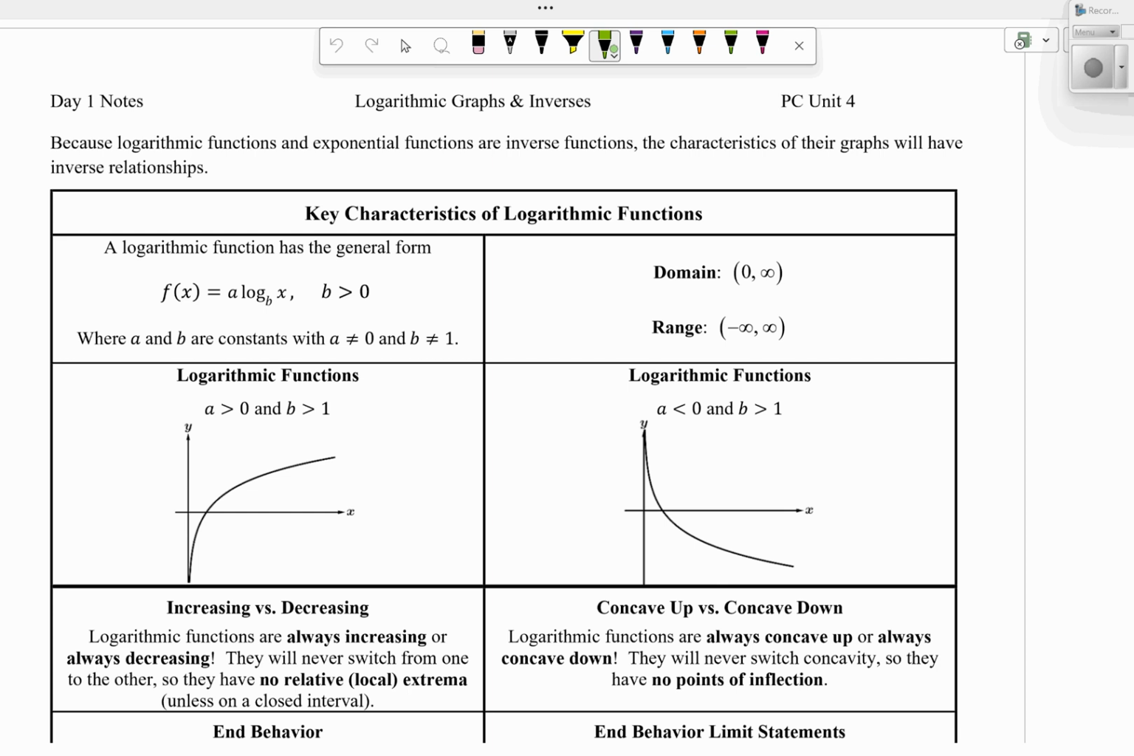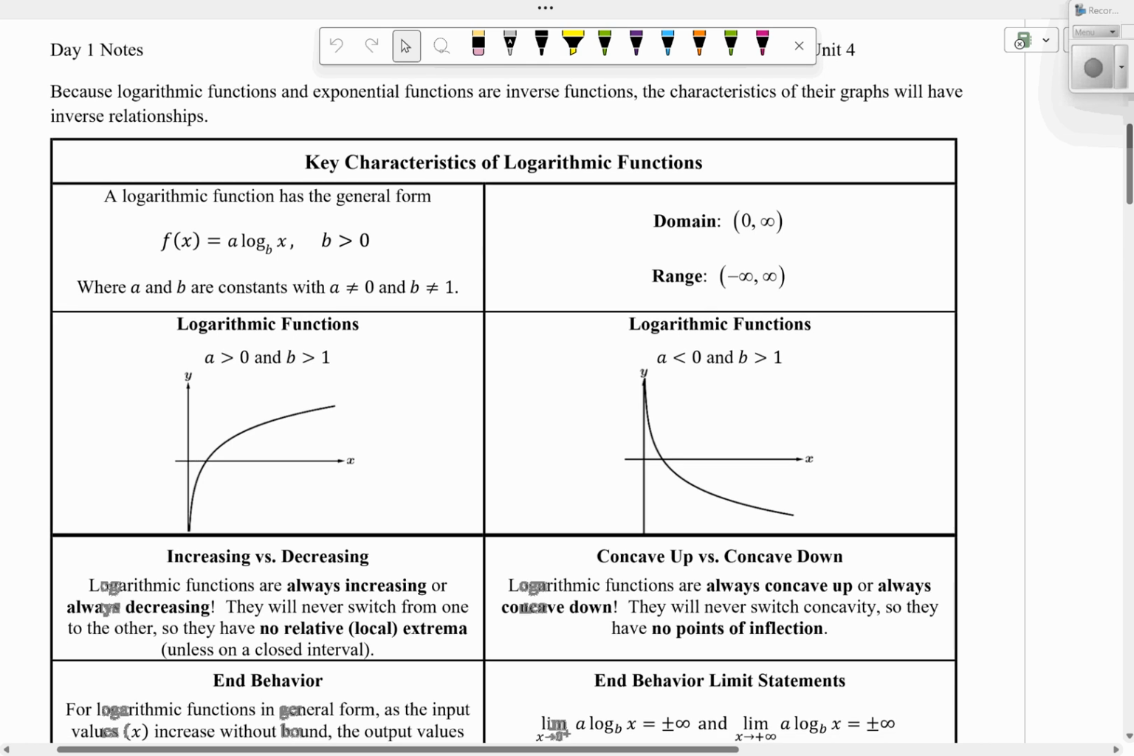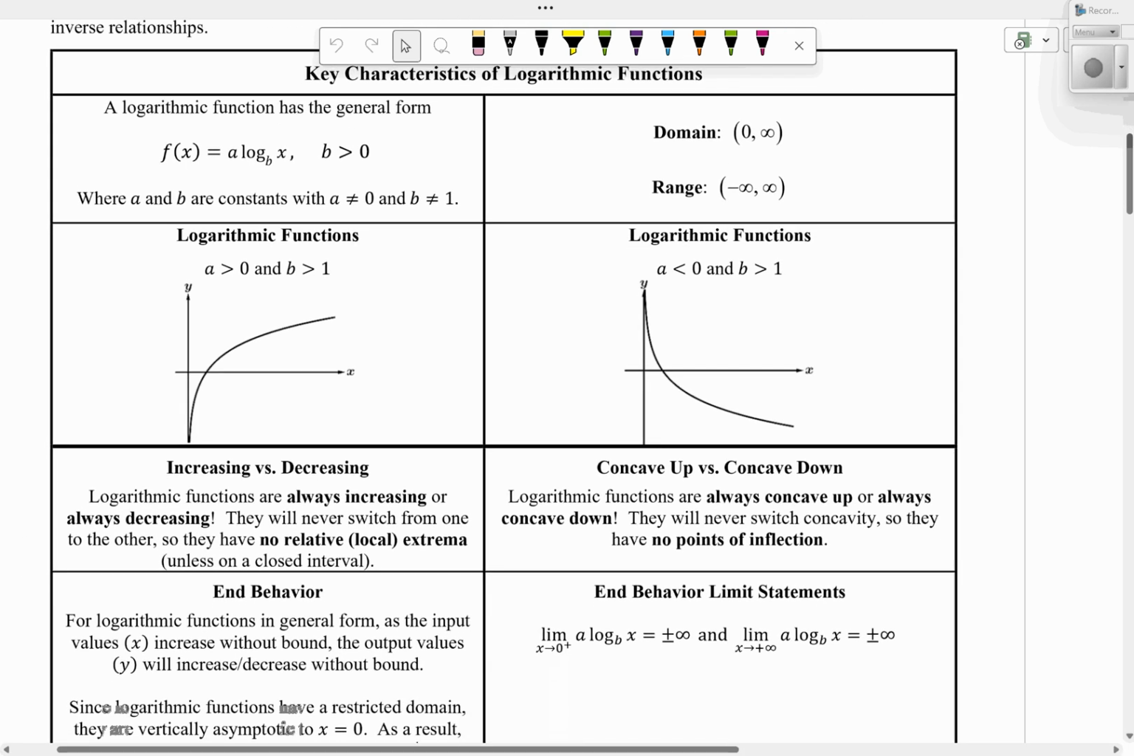equal to 1. So looking at your graphs, you can see that the domain is going to be from 0 to infinity, and the range is all real numbers. And this kind of goes along with our exponential functions and the graphs we talked about, because remember, these are inverses. So logarithmic functions are always increasing or always decreasing. They will never switch from one to the other. So they don't have a relative or local extrema unless on a closed interval.